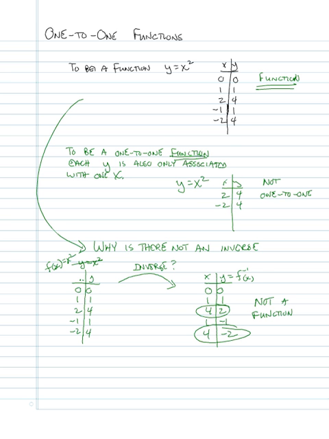So f inverse can't exist, and the reason it can't exist is because the y value was used more than one time in the original function. And so when we have an inverse, that would mean the x value was used more than one time. That's the problem. And that's why we need to have only one-to-one functions to be able to have an inverse.